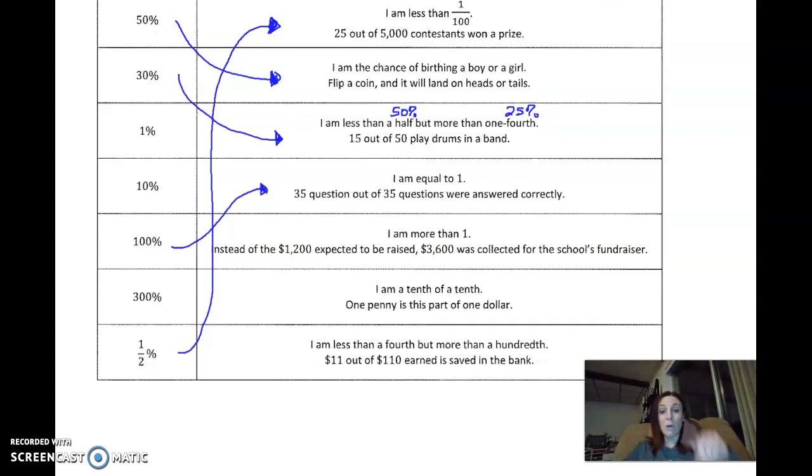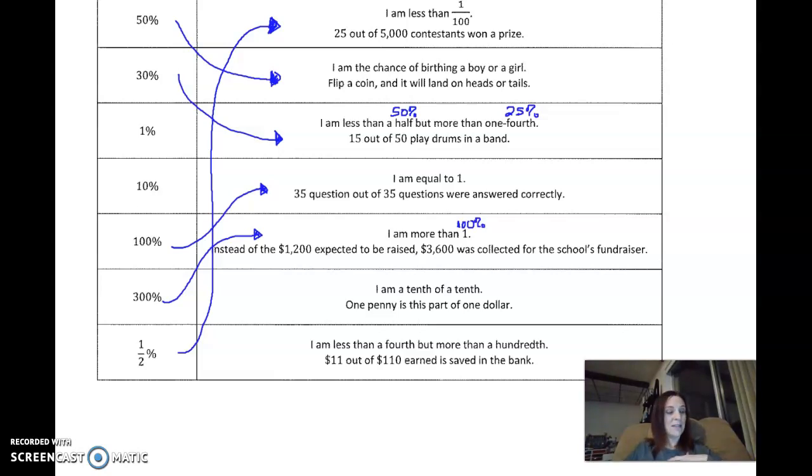Okay, I am more than 1. Well, we just said 1 was 100%, right? So more than 100%. Instead of the 1,200 expected to be raised, 3,600 was raised. Well, let's see what we got left. We got a 1%, a 10%, and a 300%. Pretty sure has to be 300. And if you think about it, 3,600 is 3 times 1,200. If you raised 1,200, you would raise 100% of what you need. If you raise 3 times that, 3 times 100 is 300.